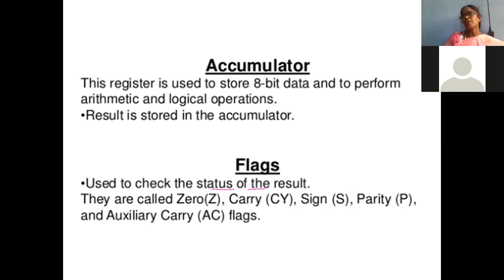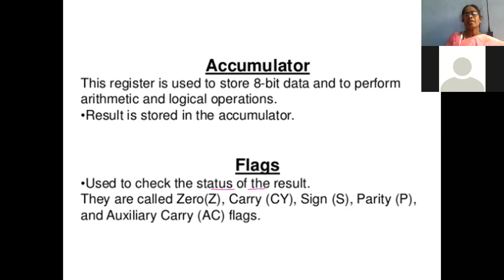And then the carry flag: if you are adding two numbers and the result exceeds 8-bit data, then this carry flag is used to indicate that there is a carry. And the sign flag: if you are performing the operation a minus b, and the value of a is less and the value of b is higher, then you will get a negative sign. And the parity flag: it checks whether the number of ones present is even or odd, odd parity or even parity.